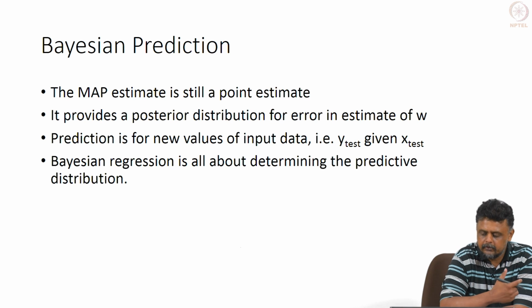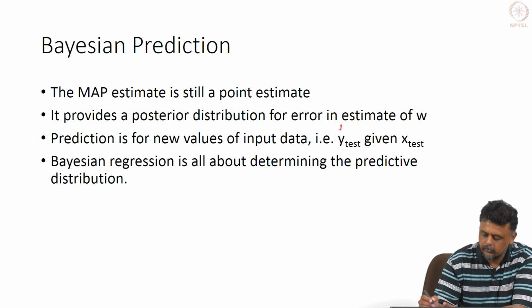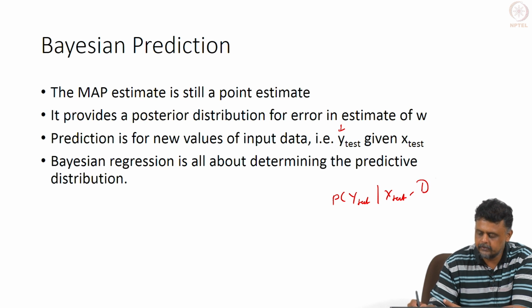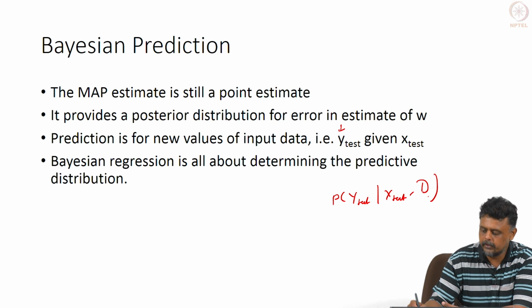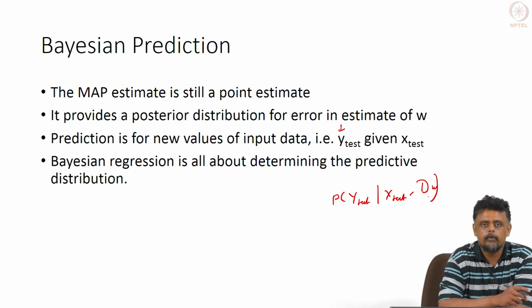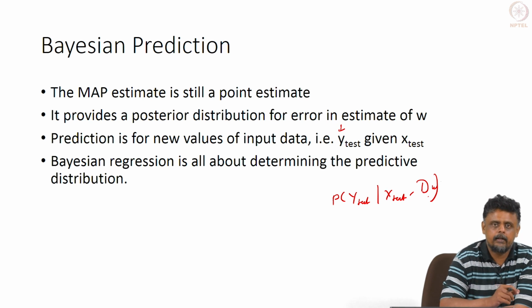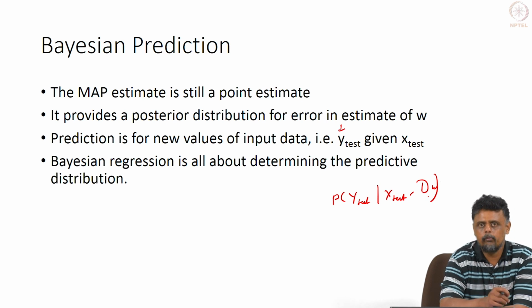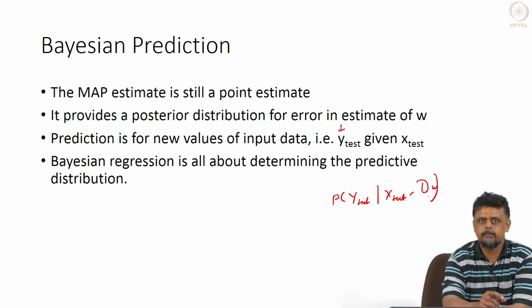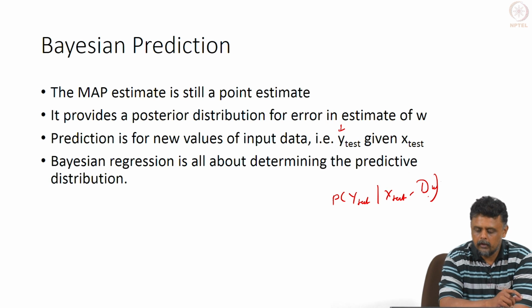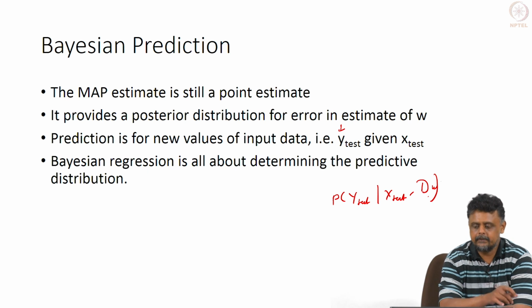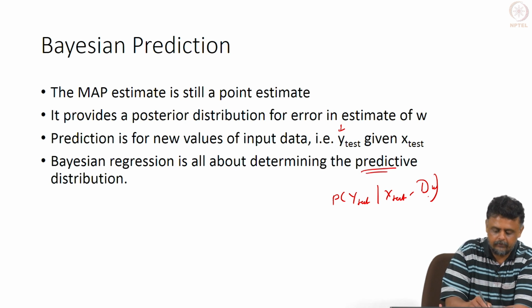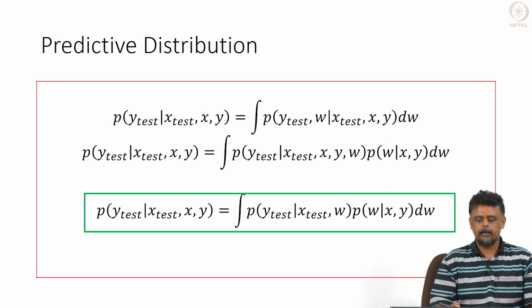Predictive distribution means we want a distribution on our prediction. That is, crudely speaking, the probability of y test given x test, and your training data, which I am going to call D, and the parameters W. That is what we want: an error bar on our prediction. In a very simple sense, we want an error bar on our prediction directly. So the idea behind Bayesian regression is to determine the predictive distribution itself. How do we go about doing that?